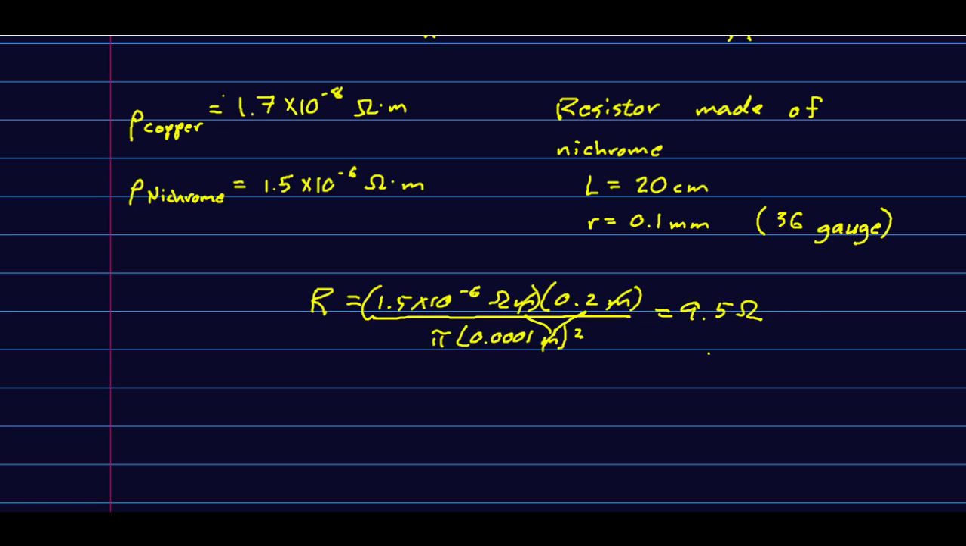9.5 ohms. And so if you now take a 1.5 volt battery and hook that up to this resistor, you're going to find that your current is your 1.5 volts over your, I'm going to call it 10 ohms, and so you get a 0.15 ampere current.